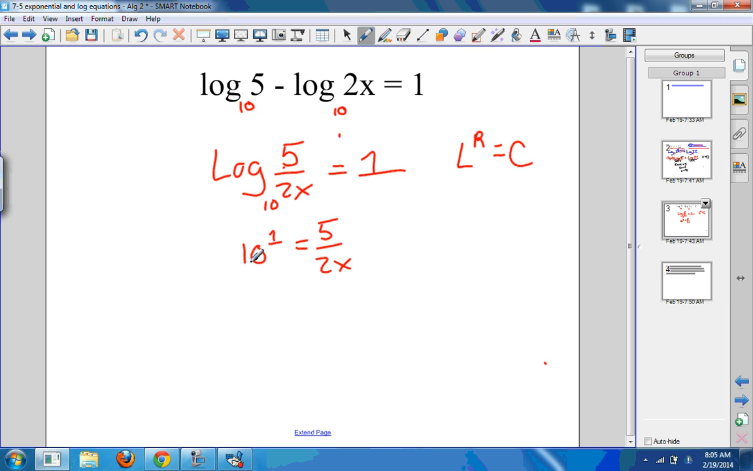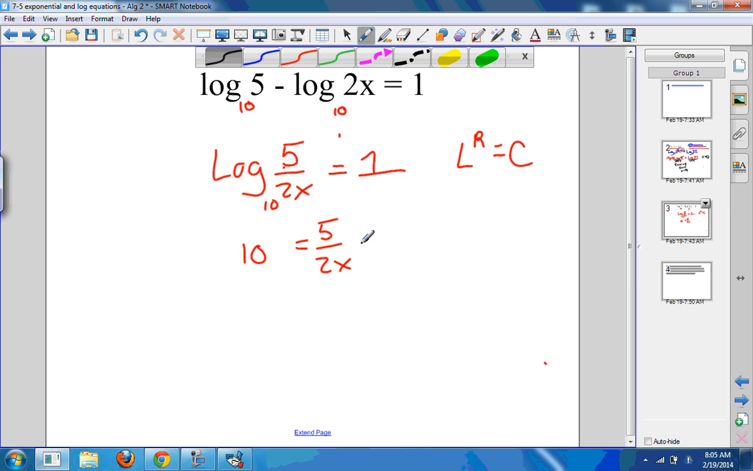Now I know that 10 to the first power is just 10. So I'm going to erase that 1. So 10 is equal to 5 over 2x. So we need to solve for x, which is down here in the denominator. Now if we have a variable in the denominator, we can't solve for it. So we need to get it out of the denominator first.